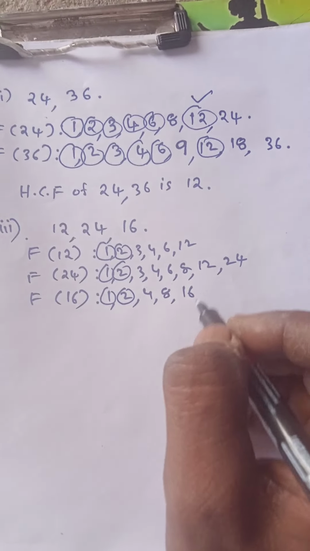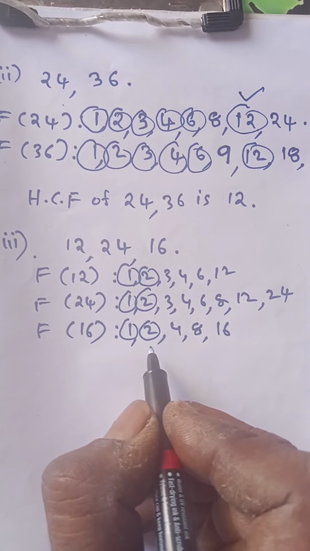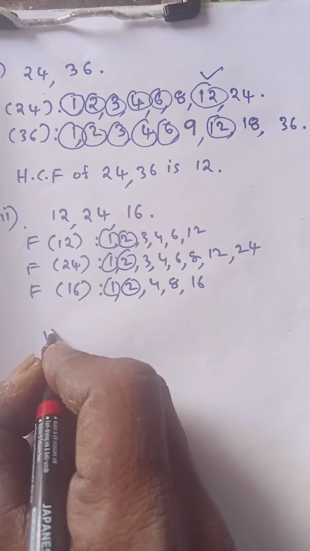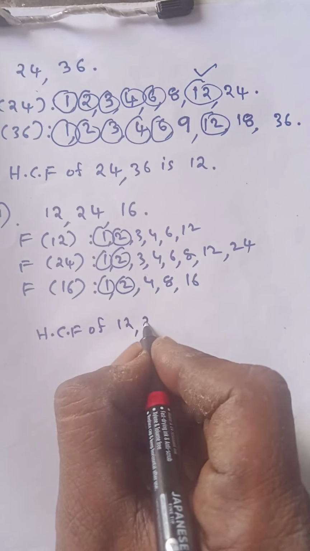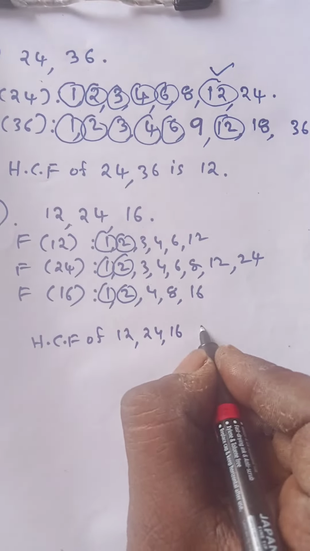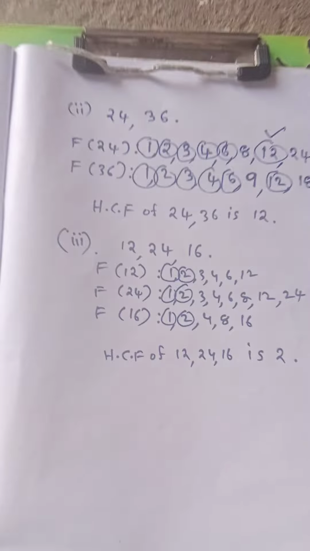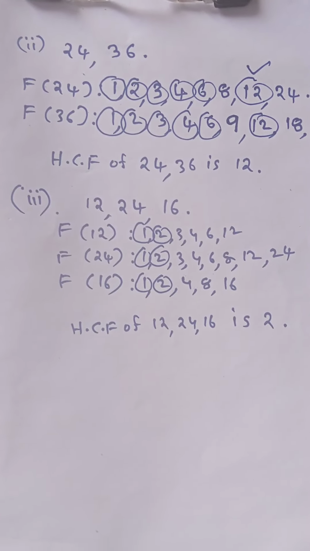Yes, over. So now in these common factors, which one is the highest common factor? That is only 2 itself. Therefore the HCF of 12, 24, 16 is 2, that much. So like that we can find the HCF of given numbers.